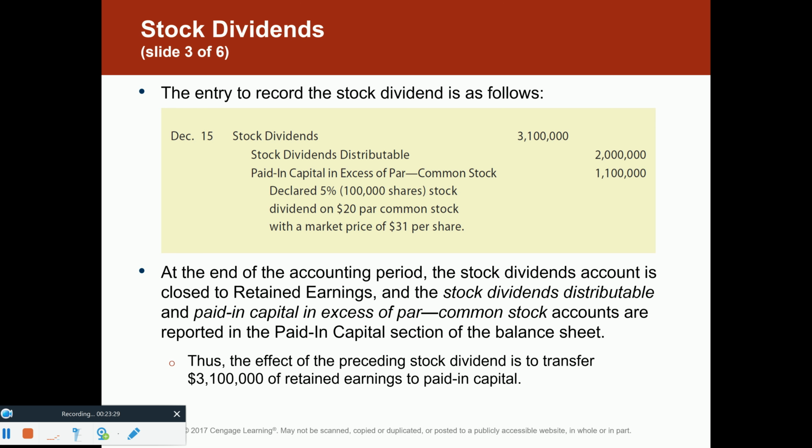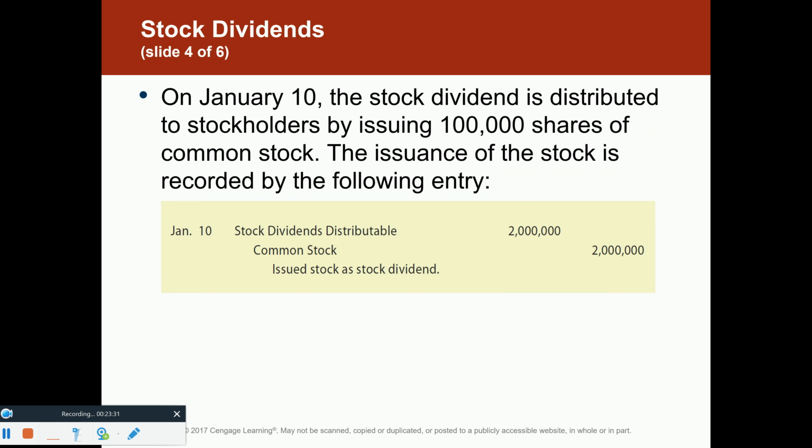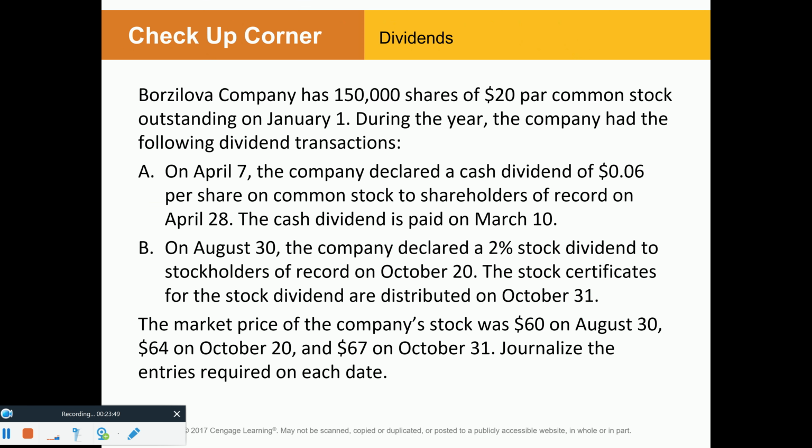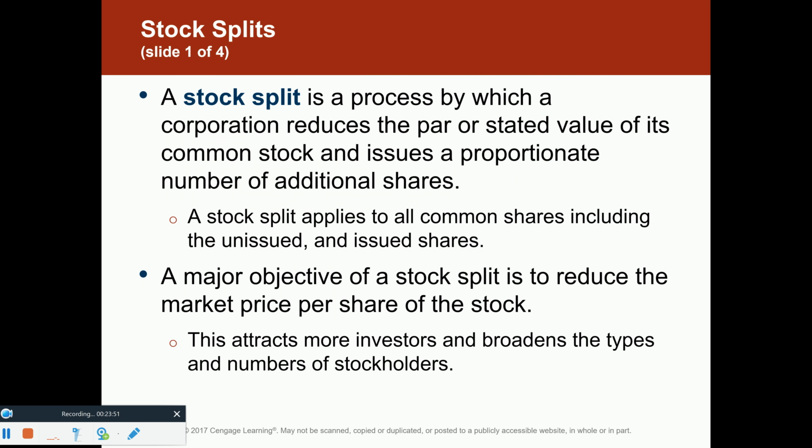The date of record, there's no accounting journal entry. And lastly, on the date of distribution, we will get rid of that temporary account with a debit, and then we will replace it with the actual common stock account. This is when the actual shares are physically distributed. Okay. So that is important. We have cash dividends and we have stock dividends.